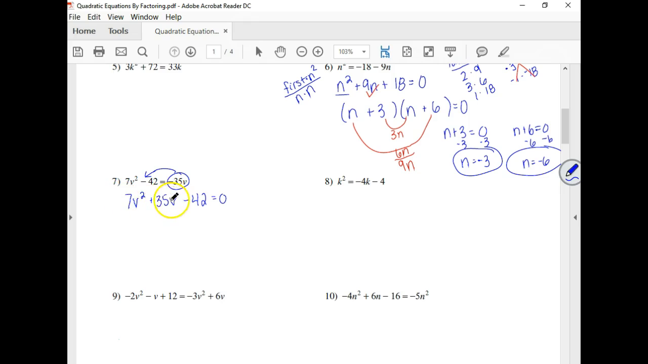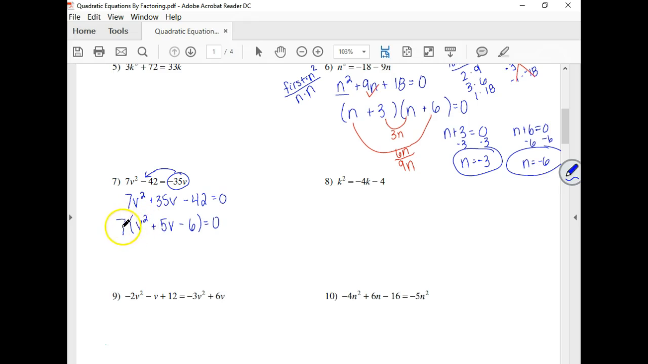As I look at these numbers, I see that they are all divisible by 7. So what I'm going to do here is I'm going to factor out a greatest common factor. So I'm going to pull a 7 out of the parentheses, and I'm going to have v squared plus 5v minus 6 equals 0. So in this case, I was able to factor out that greatest common factor.